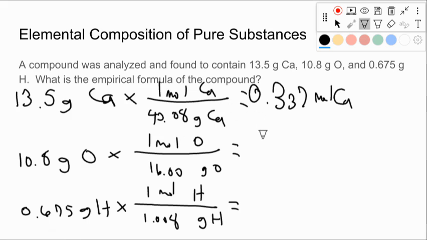My next one comes out to 0.675. And then my last one, I'm going to do 0.675 divided by 1.008, and it comes out to 0.670.